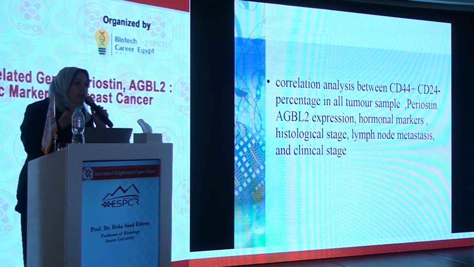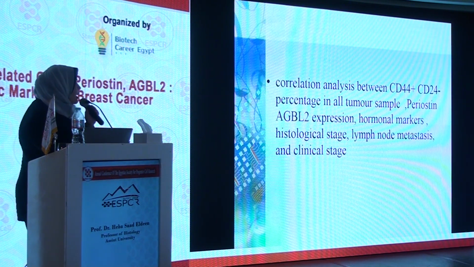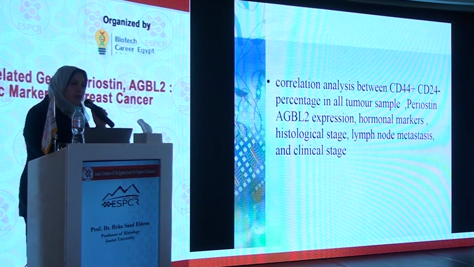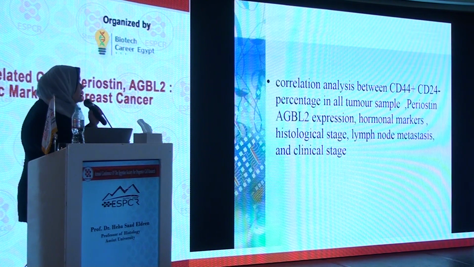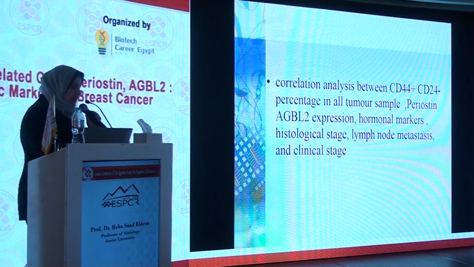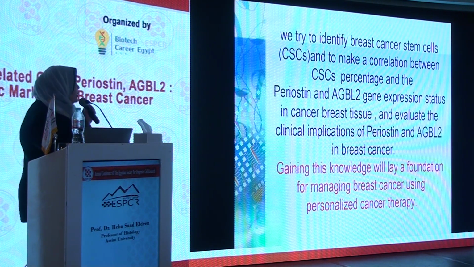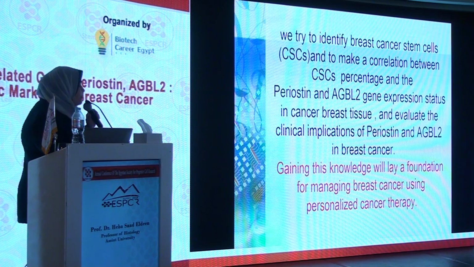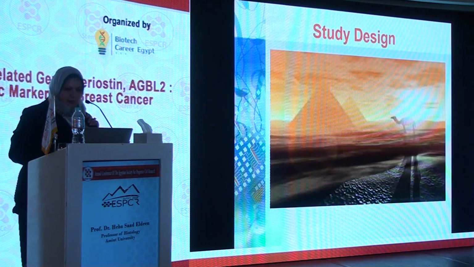We tried to make this correlation with several markers, first periostin and AGPL2, then hormonal markers: HER2/neu, ER (estrogen receptor), progesterone receptor, and histopathological staging, lymph node metastasis, and clinical staging. So we tried to identify the correlation between the percentage of cancer stem cells and the periostin and AGPL2 expression status, and to evaluate the clinical implication. Gaining this knowledge will lay the foundation for managing breast cancer using personalized cancer medicine.